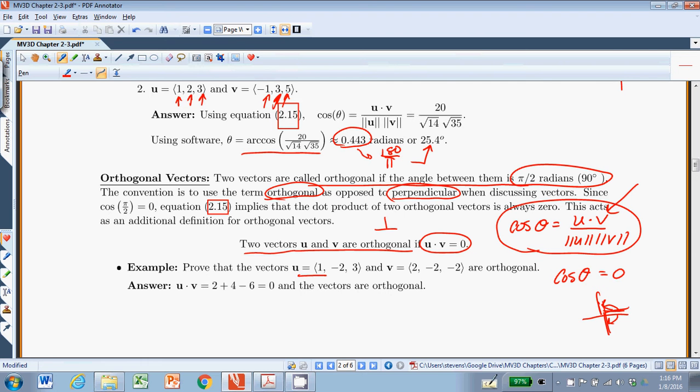So if you wanted to prove that these two vectors are orthogonal or perpendicular, all you do is get the dot product. So you have 2, let's see, plus 4 minus 6. And that gives you 0. So these two vectors, if you were to sketch them out in 3-space, would be perpendicular, or what we will now call orthogonal. All right?